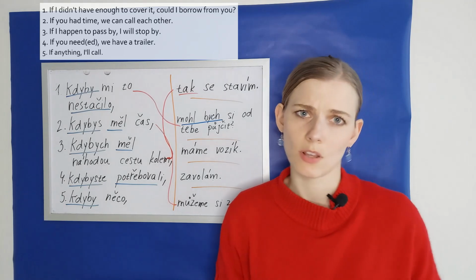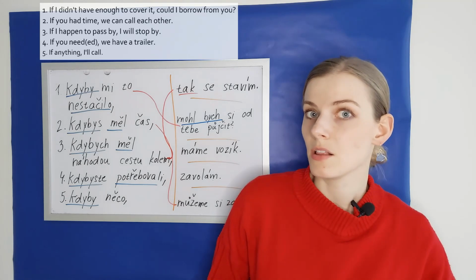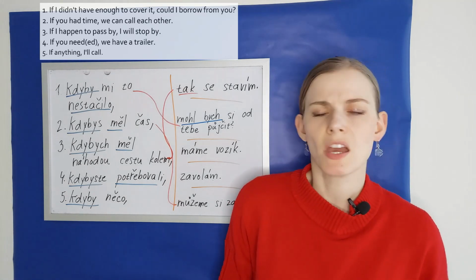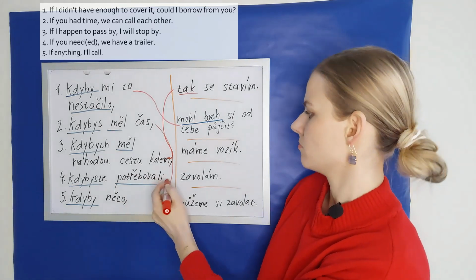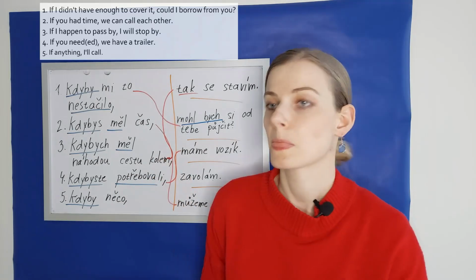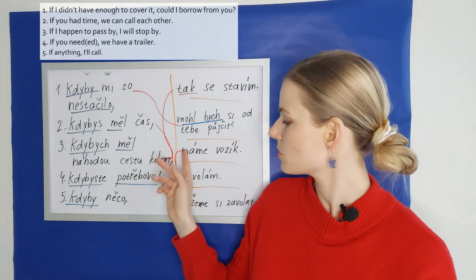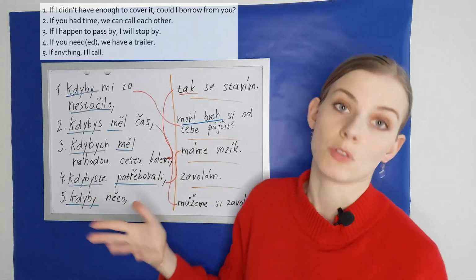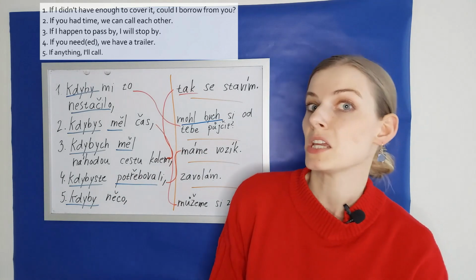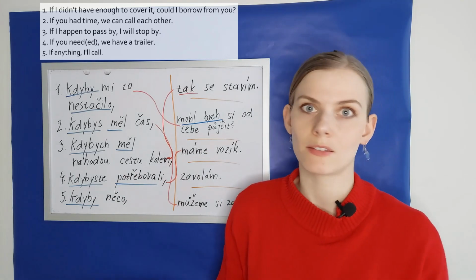They have a car, but they don't have a trailer, so you're offering help. If you need it, we have a trailer, in case you need it. Kdybyste potřebovali, máme vozík. Very common, and also we will commonly use it the other way around. Máme vozík, kdybyste potřebovali. We have a trailer in case you need it, if you needed it.